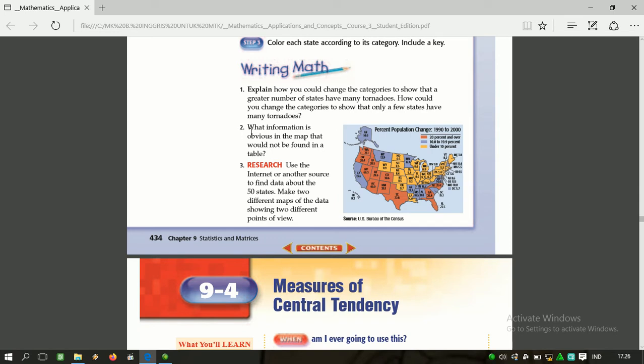Number 2. What information is shown in the map that would not be found in a table? Number 3. Research: use the internet or another source to find data about the 50 states. Make 2 different maps of the data showing 2 different points of view.